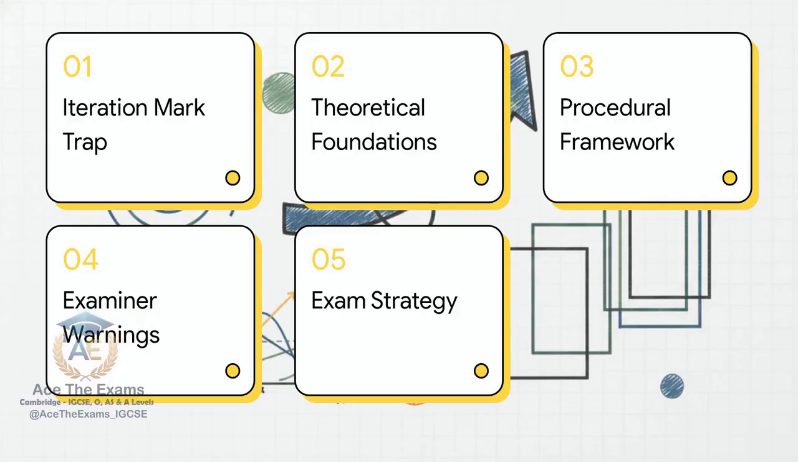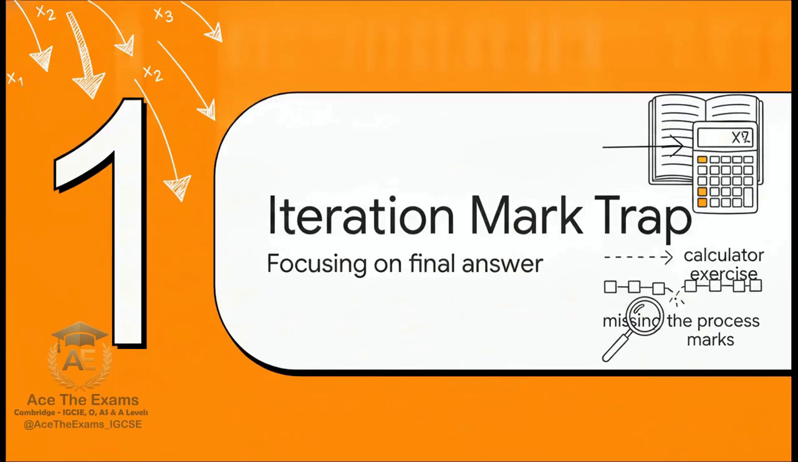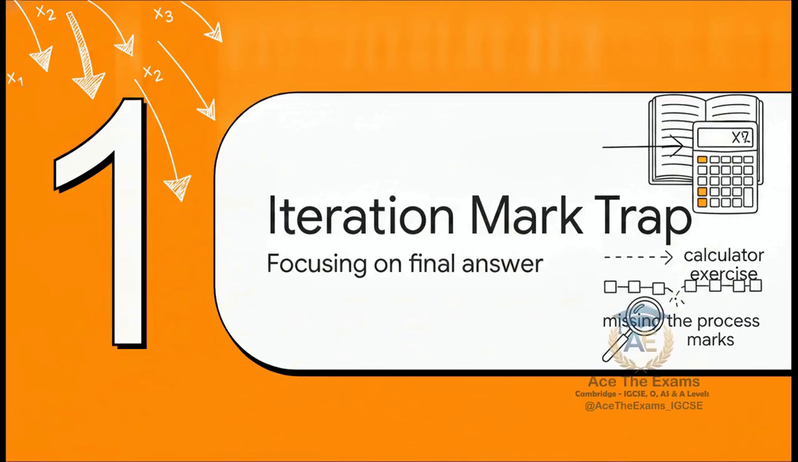Let's keep moving. Section 1, the iteration mark trap. Let's start with the trap itself, because it catches so many brilliant students. Why do they fall flat here? Because they treat an iterative formula, let's say something like x_{n+1} equals the cube root of 5 minus x_n, as a purely mechanical calculator exercise. You punch it in, hit equals a bunch of times, and boom, there's your answer, right?